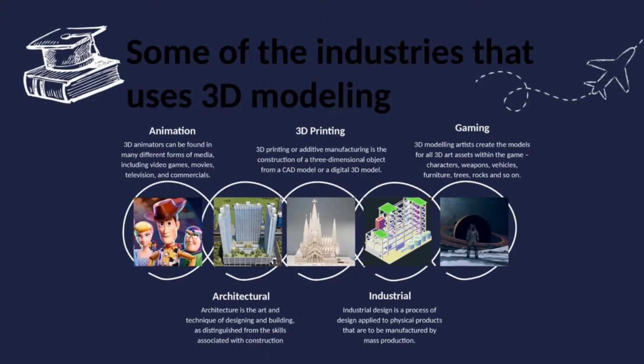So let's read what's in the presentation. What are some of the industries that use 3D modeling? For animation, 3D animators can be found in many different forms of media, including video games, movies, television, and commercials. So if you see anything that is animated and does not use a normal camera, big chances it's a 3D animation modeled by 3D artists.